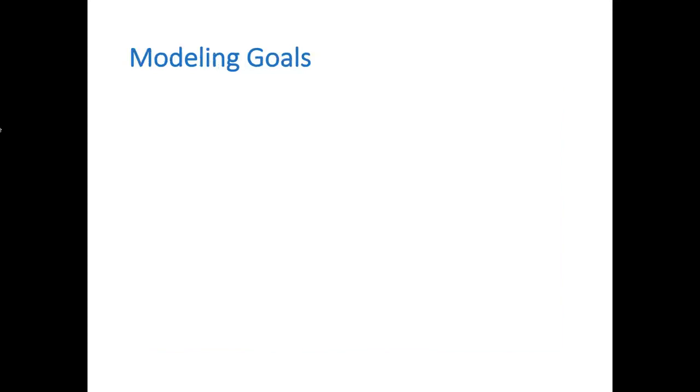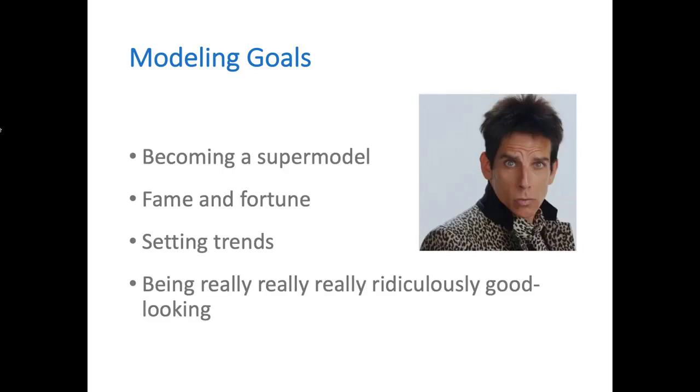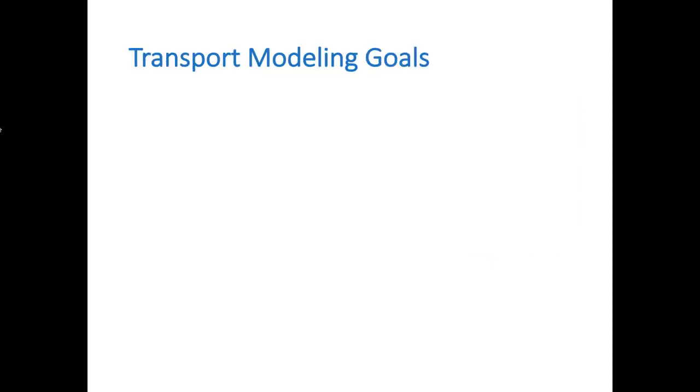So what are our modeling goals? Well, if you're Derek Zoolander, you have a certain set, and the most important being really, really, really ridiculously good looking. And for transport modeling goals, we want to be really, really ridiculously accurate, but that might not be possible.